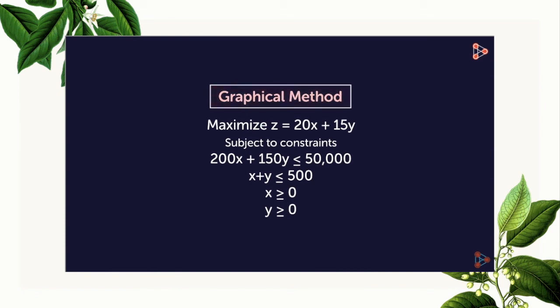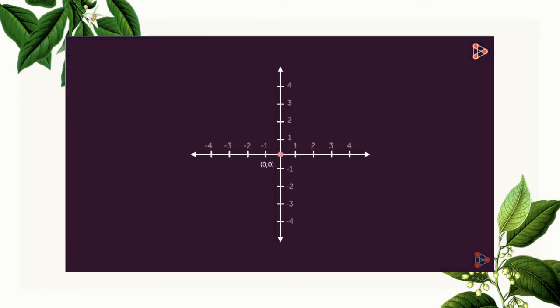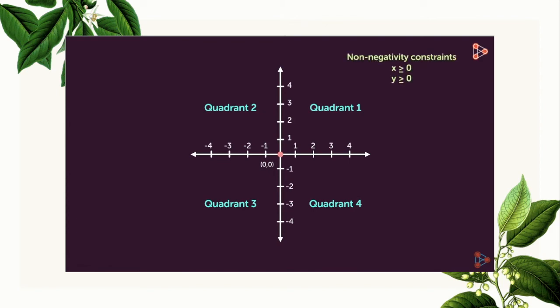To solve a linear inequality with two variables on a graph, we will use a coordinate plane. We know that there are 4 quadrants in a coordinate plane. As the decision variables in a linear programming problem should satisfy the non-negativity constraint, the values of x and y should not be less than 0. It means they will lie in the first quadrant only. Therefore, to solve these problems on a graph, we need to use only this quadrant.